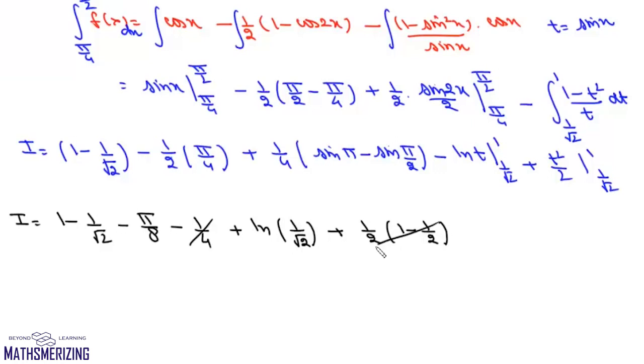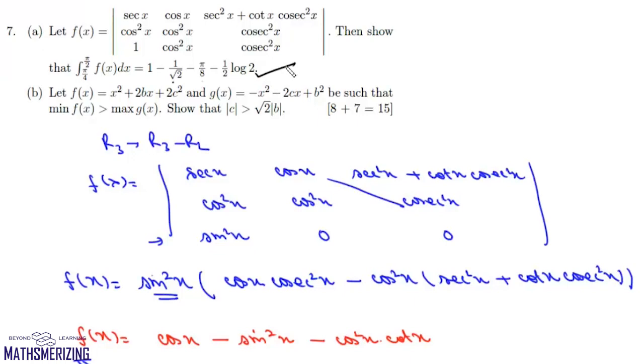So this 1 by 4 and minus 1 by 4 will cancel. So the value of this definite integral will be 1 minus 1 by root 2 minus pi by 8 minus 1 by 2 log 2. And this is what we need to prove.